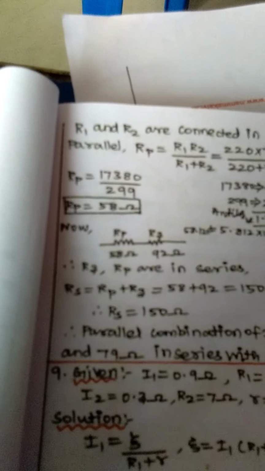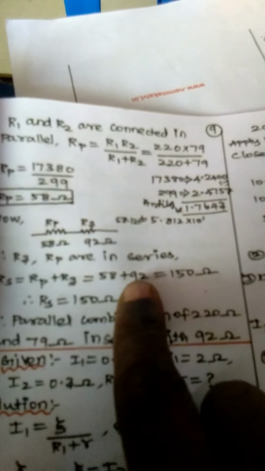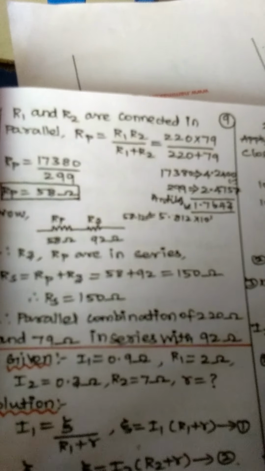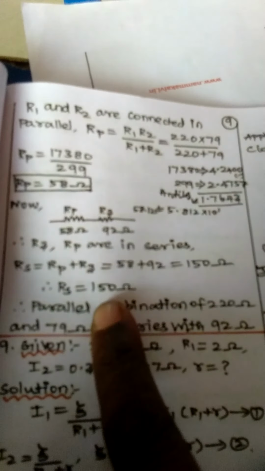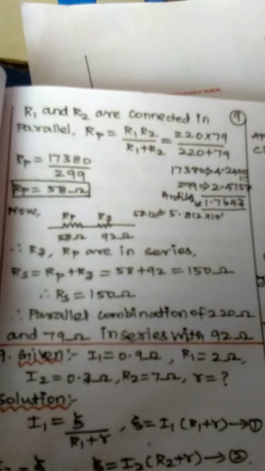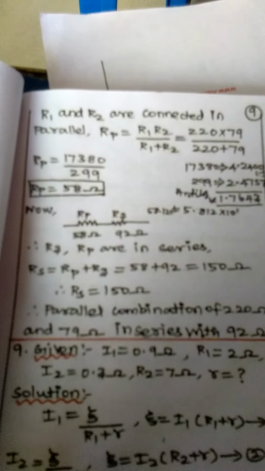RS means the series resistance only. So you add 58 plus 52, and we get the value 150 ohm. Okay, so that is what they gave in the question, R equal to 150 ohms. Okay, that we have to find out, right? The parallel combination of 220 ohms and 79 ohms in series with 92 ohms. Okay, so now you see the ninth sum.